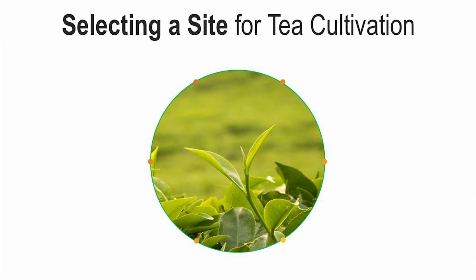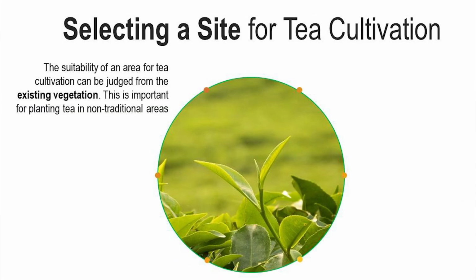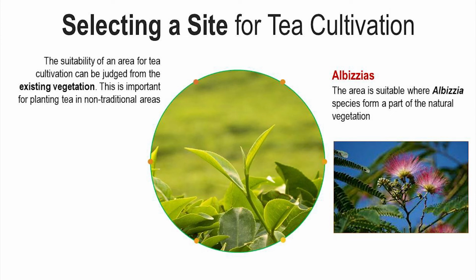Now when you try to select a site for tea cultivation, you need to keep in mind certain things. First of all, the suitability of an area for tea cultivation can be judged from the existing vegetation. This existing vegetation provides some indication regarding the quality of soil and quality of climate. So it is really important to look at the existing vegetation before you go for commercial tea cultivation in non-traditional areas.